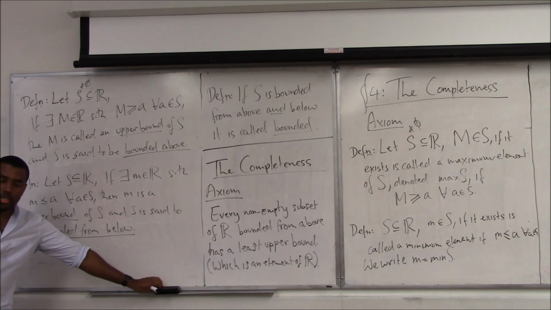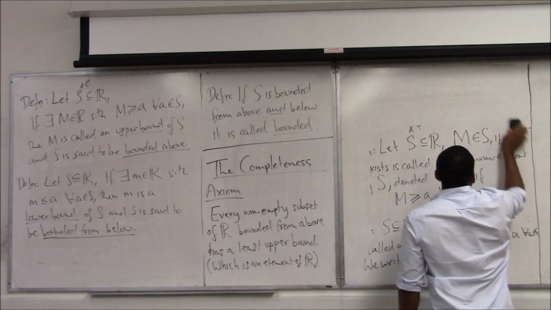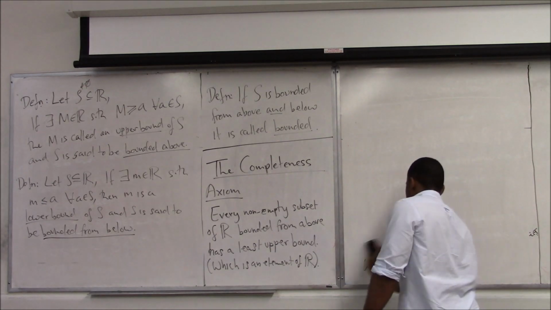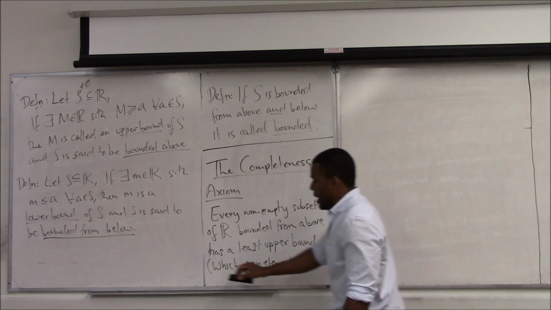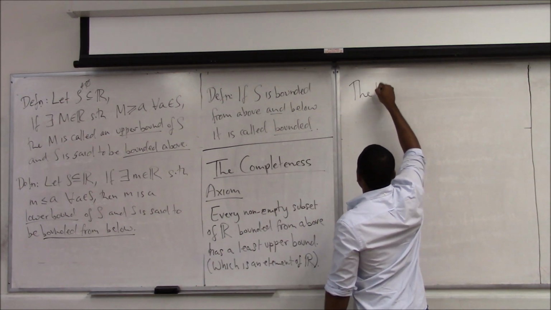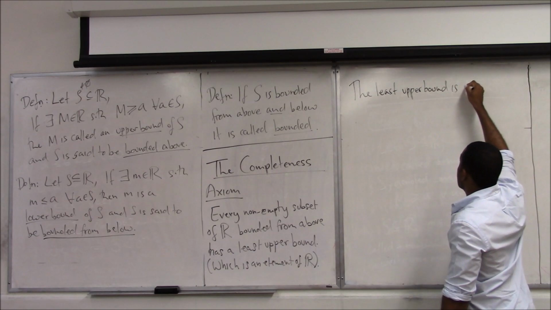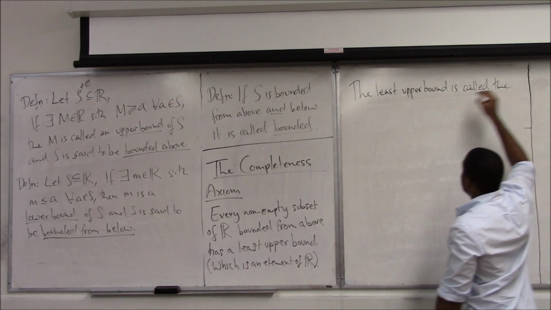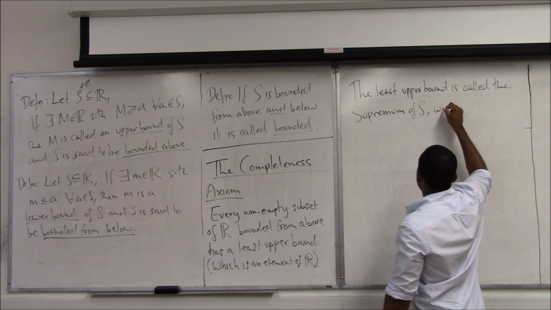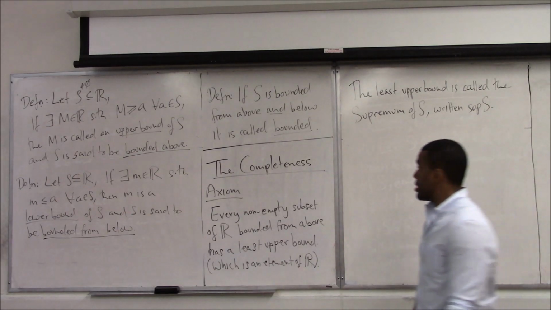That's it. That's what makes R different from Q. Every subset of R that is bounded from above will have a least upper bound. There will be a real number that is an upper bound, and there's no other upper bound smaller than that number. The least upper bound is called the supremum of S, written sup S. It's pronounced sup S.